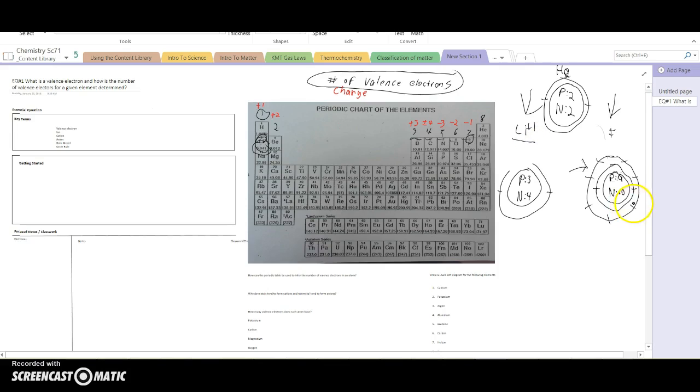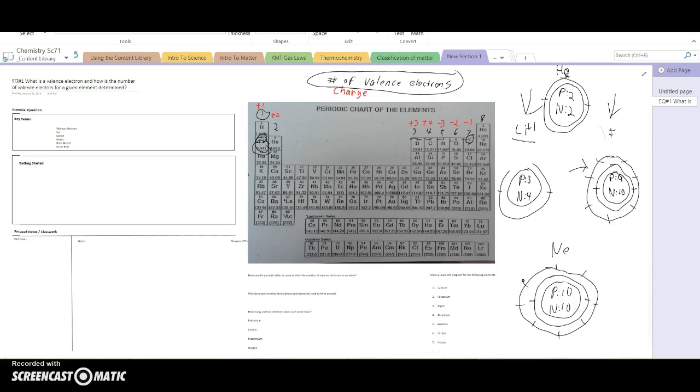So in the case of fluorine, fluorine has 7 valence electrons. It wants to be like neon. Neon has 10 protons and 10 neutrons. So it has 2 electrons in the first energy level and 8 electrons in its second energy level. Nice and happy. Fluorine wants to be like neon.